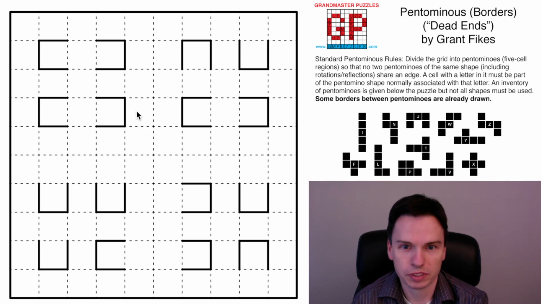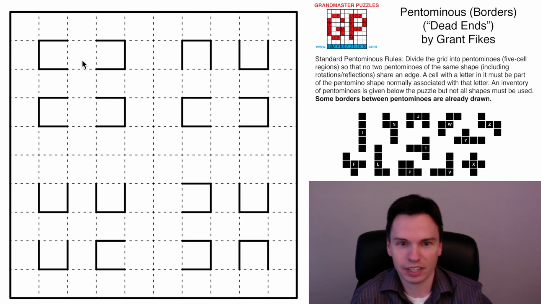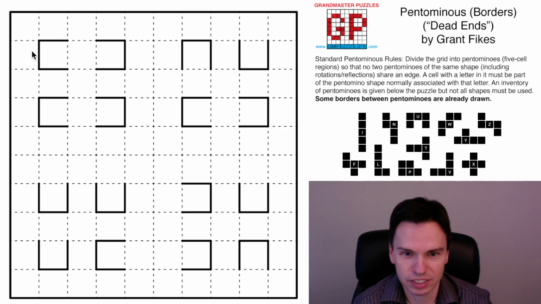So here to talk through this Pentominous borders puzzle by Grant Fikes called Dead Ends. And the borders variation, if it's much of a variation, is really about these edges already drawn. And the thing to really note with them, and that's actually a place we're going to be starting here, is what it means is like if I came up to this cell, I couldn't go left or couldn't go right because I then have parts of the same shape crossing a border.